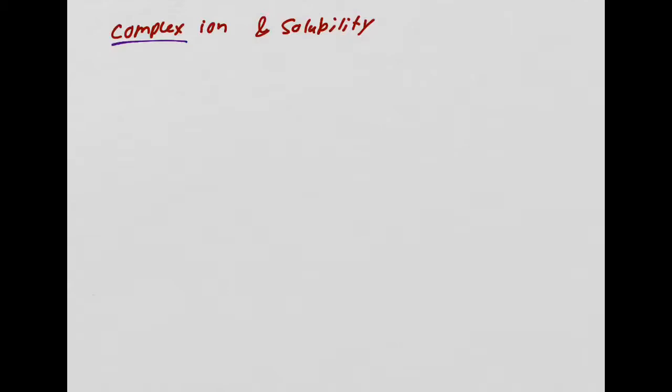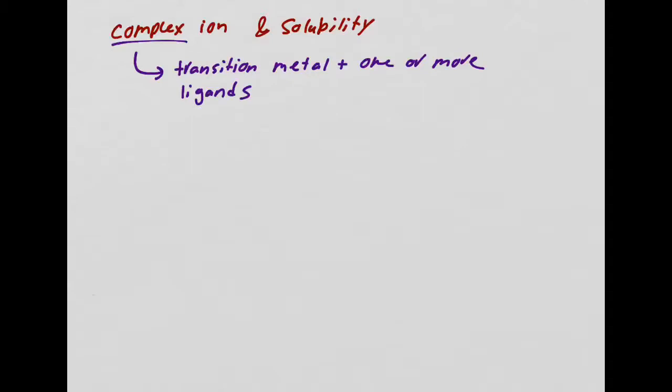What a complex is, it has a transition metal, and it has one or more ligands. And I'm going to talk about what a ligand is. Some people call it ligand. I don't know why. It's ligand. Okay? So let me give you an example. Again, these are all conceptual. I'm not going to give you any numeric algebra kind of question. So let me give you an example.